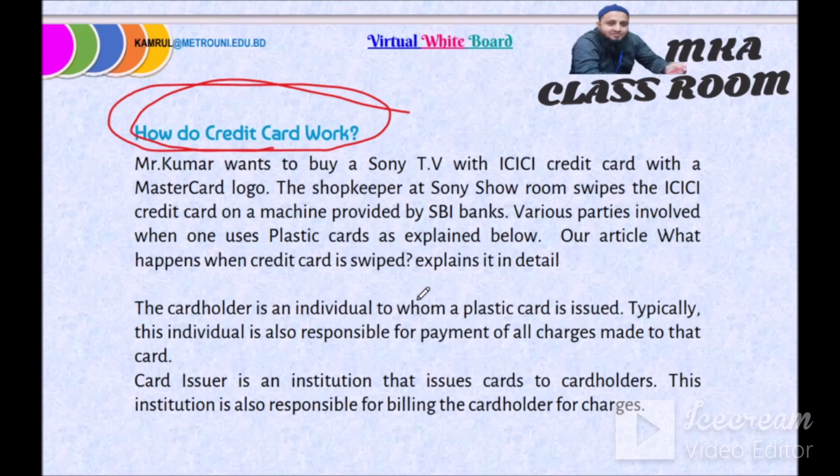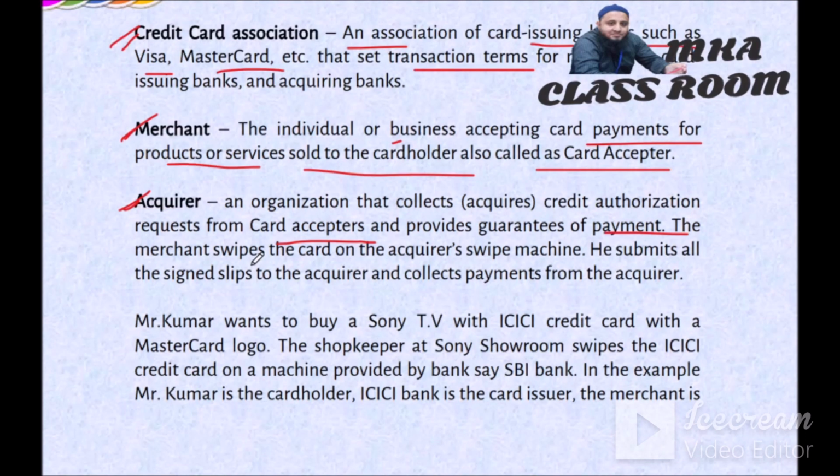So it relates to several parties: card associations, merchants and acquirers. Card associations are associations of card issuing banks, such as Visa, MasterCard, etc. Merchants are the individuals or businesses accepting the cards, providing goods or services for the cardholders, also called card acceptors. Acquirers are organizations that collect the credit authorization requests for card acceptors and provide the guarantee of payment. The merchant swipes the card on the acquirer's machine. He submits all the signed slips to the acquirer and collects payment from the acquirer.